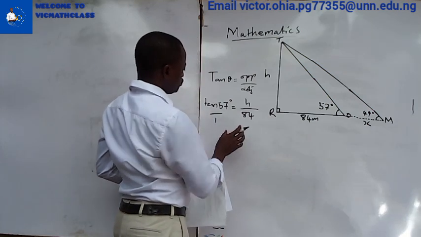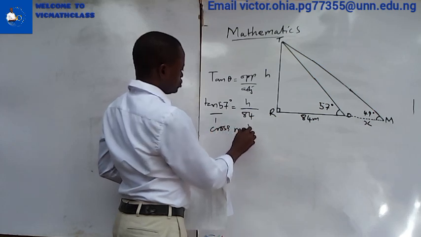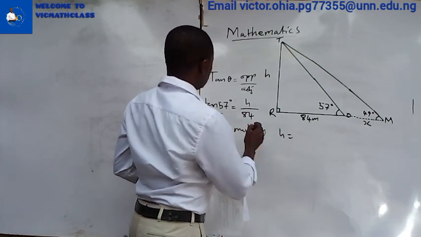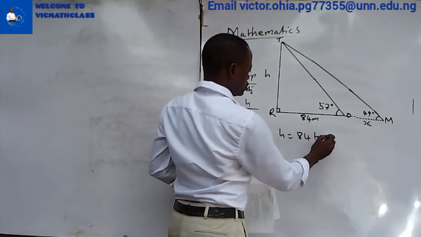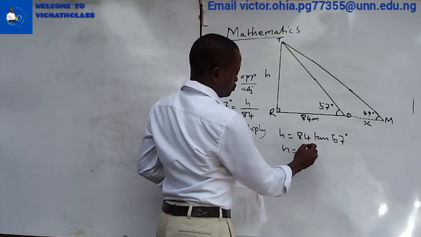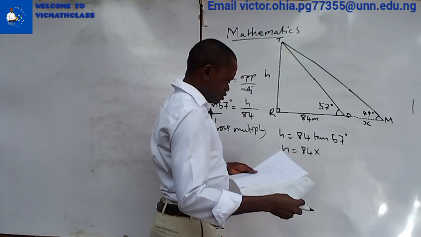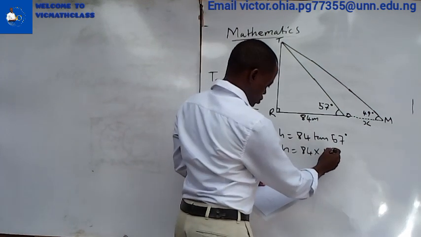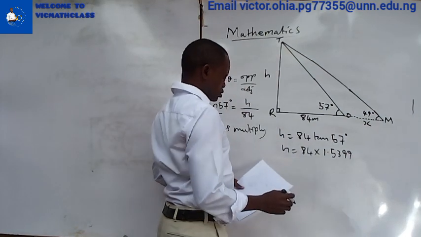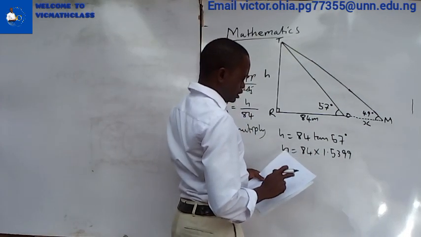In solving this, we can just cross multiply. You will have that 1 times h is h. h will be equal to 84 times tan 57 degrees. So our h is 84 times tan 57, which is 1.5399. Okay, and if you multiply it with 84, you'll be having h equals 129.3.